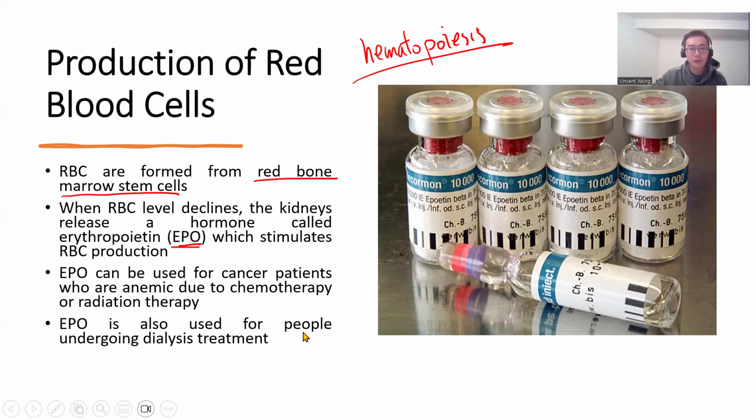EPO can also be used for people undergoing dialysis. Dialysis is for people with kidney problems, right? Kidney failure, for example, they're waiting for a kidney transplant. So in the dialysis treatment, they have to take the blood out of their body and then basically clean it and put it back into their body, right? But sending the blood cells through all these tubings and filters and stuff like that can destroy a substantial amount of them. And so the person might become a little bit anemic, right? So you give them a bit of EPO as well.